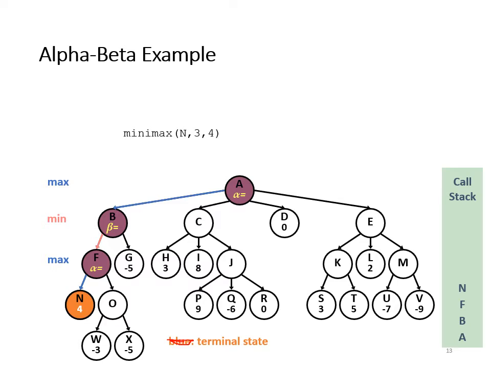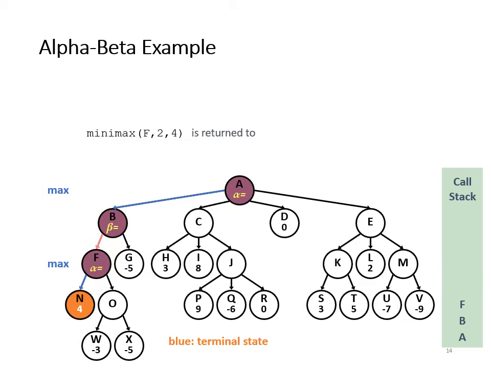So the N value will be assigned to alpha. Alpha's value will be 4. This value is the maximum seen so far. So it means alpha's value will be here 4 or greater than 4. It depends on O's value.